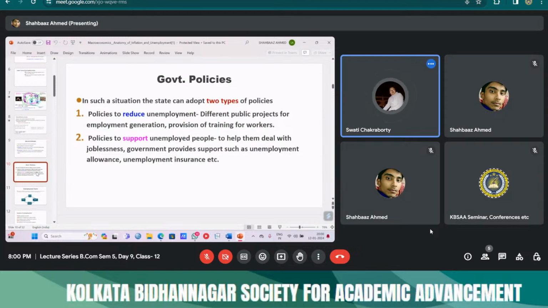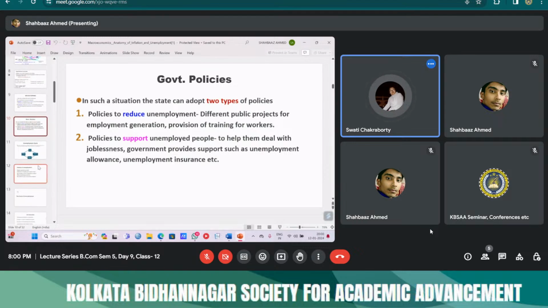Okay. So what happens when there is unemployment? What are the different government policies that can come up? Government adopts two different types of policies. One is policies to reduce unemployment. How? Like creating different public projects, which would help in employment generation, and provision of training for workers. So government comes into play, right?